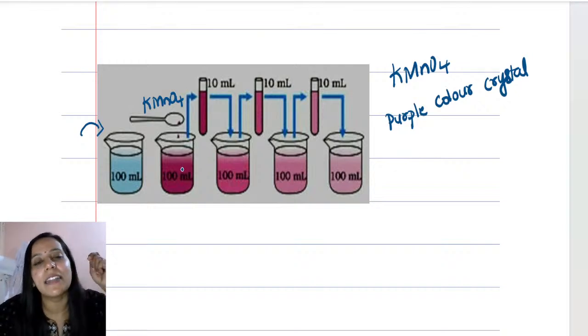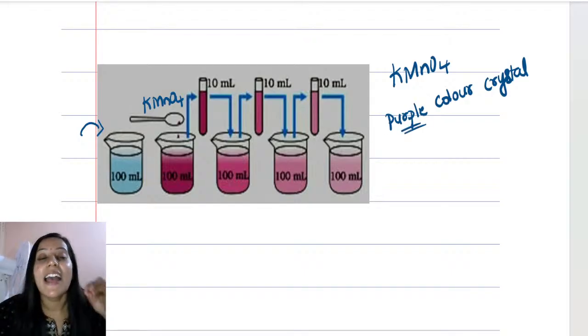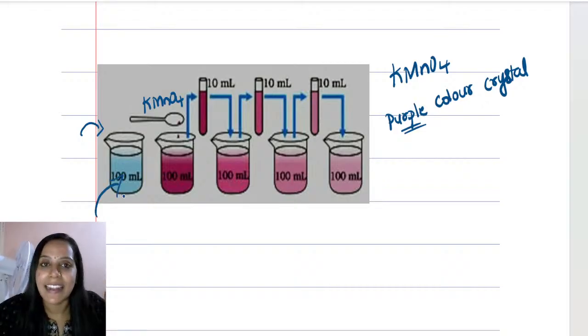I am stirring it nicely. When I stir, what happens? The potassium permanganate which was purple in color has discharged its color to the water, and you can see the initial color of the water was colorless, and now you can see what is the color of the water. The color of water has changed to dark pink.